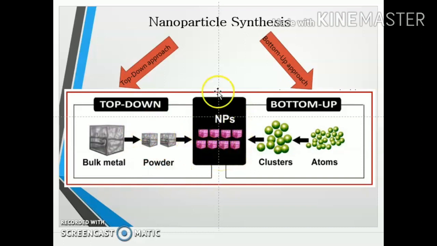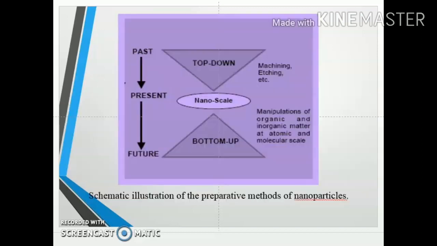Whereas in the bottom-up approach we start literally from atoms and molecules, and bring them together to form clusters, and as per the requirement of nanoparticle synthesis we form different types of nanoparticles. So again, this figure also shows the top-down and bottom-up approaches for the synthesis of nanoparticles.